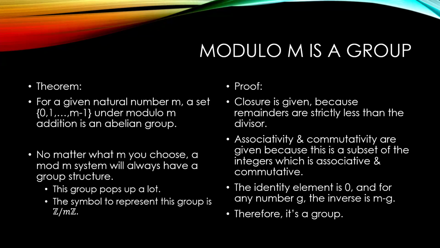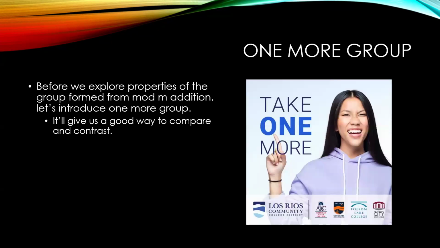Modulo M is also a group, and we can prove this the exact same way. And so for a given natural number M, the set from 0 through m-1 under modulo M addition is an abelian group. The proof is exactly the same as for the modulo 5 system. And so no matter what M you choose, a mod M system will always have a group structure. This group pops up a lot, and we have a symbol for it. It's Z quotient MZ. It's kind of a funny symbol, but yeah, it works.